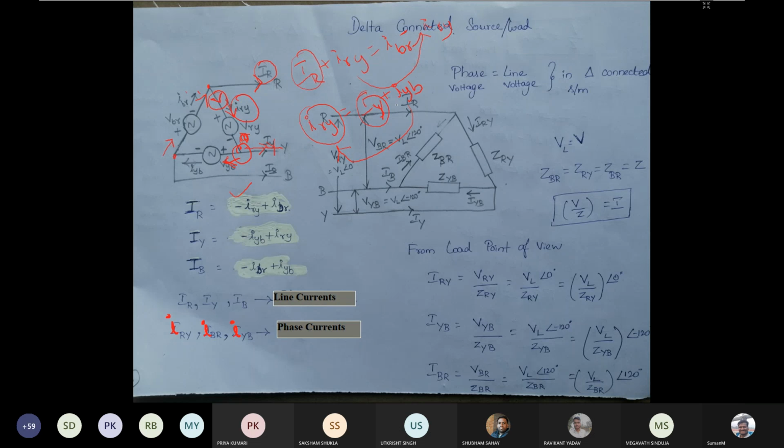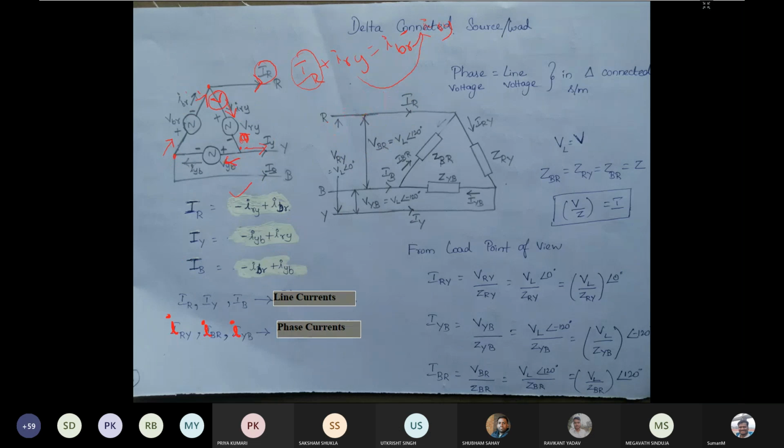So similarly, for this node, you are having three currents. IBR is the current which is going out, and IYB is the current which is coming in. Then IB is the current which is going out for this particular node. So if we apply KCL for this node, we will be obtaining this equation: IB is equal to minus IBR plus IYB. So now you understand one point.